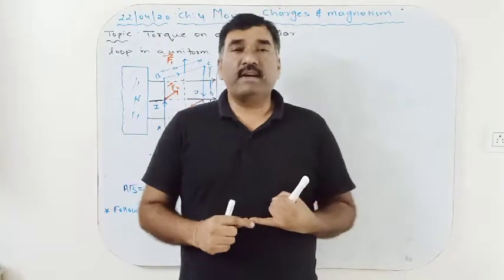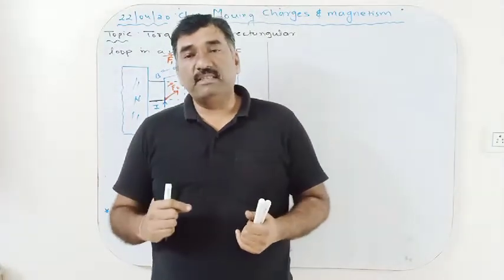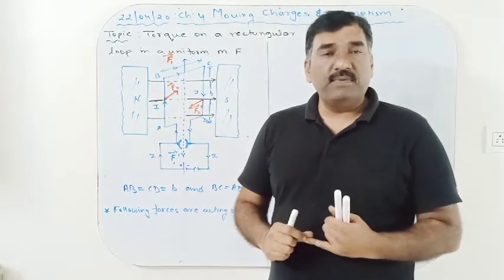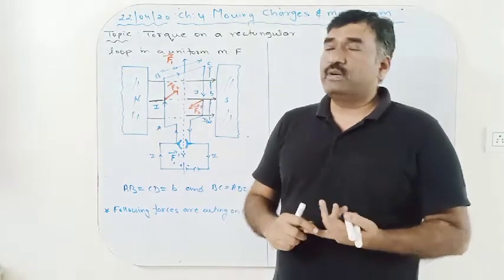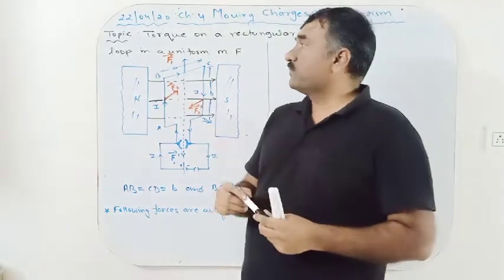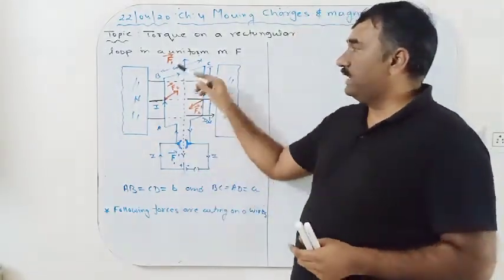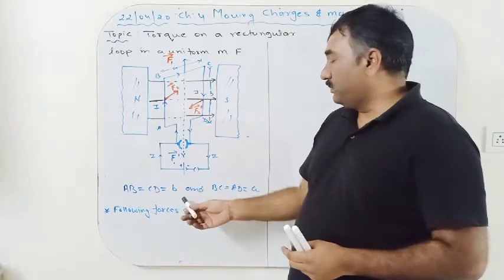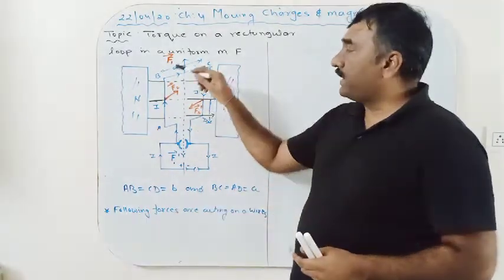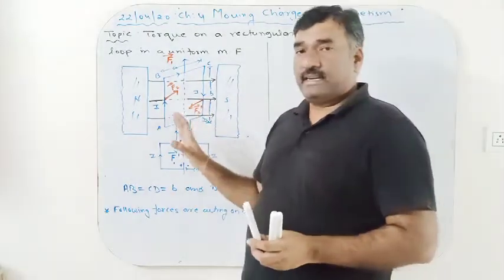The concept of torque you already studied in 11th standard as well as in 12th standard chapter number 1. When a dipole is placed in a uniform electric field, it experiences torque, and you had also derived the formula for the potential energy stored in it. In the same manner, we have a rectangular coil ABCD of length B and width A. Then we have to find out how many forces are acting on this rectangular coil.